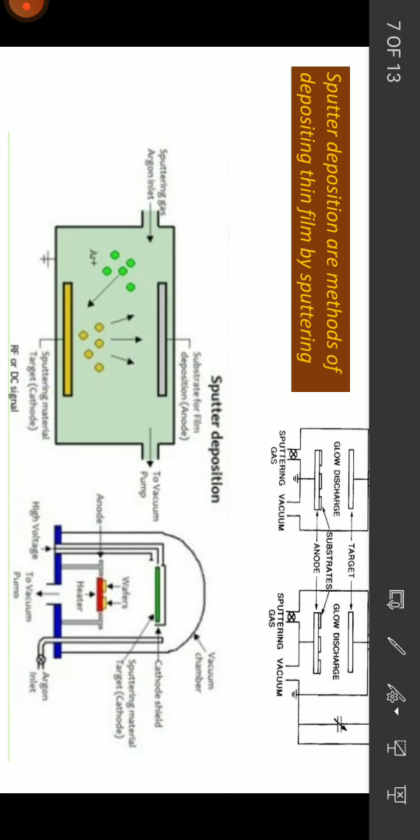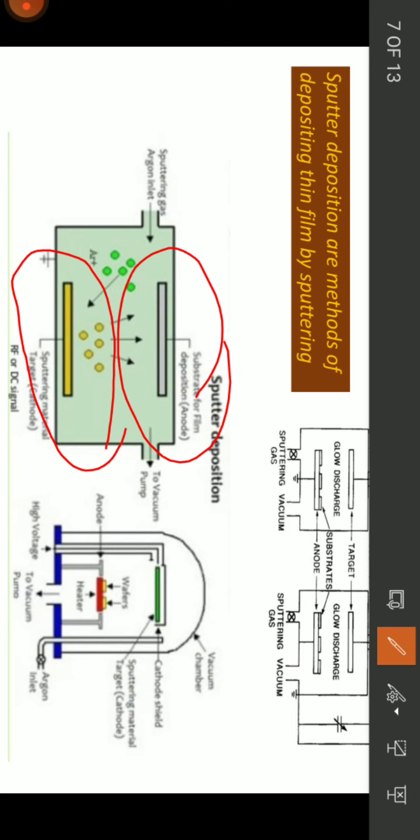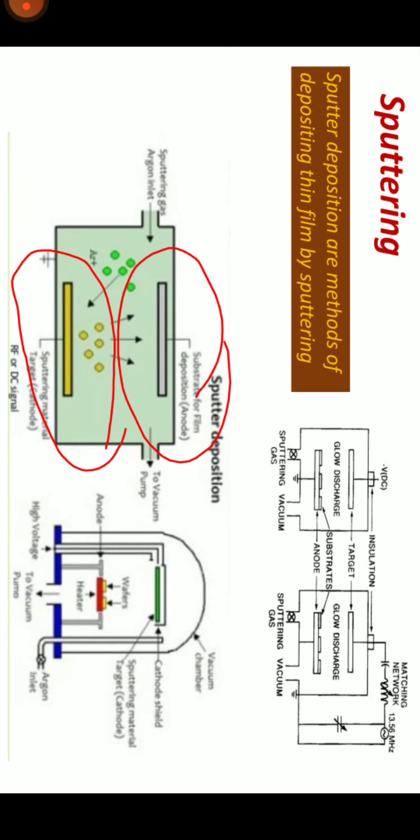Okay, so basically 2 electrodes are used in the sputtering, and from the one electrode the bombardment of inert gas particles is happening, due to that the ejection is taking place, and on the other electrode the deposition of thin film is taking place. So shortly saying, sputter depositions are methods of depositing thin films by sputtering. They involve ejecting materials from a target, that is a source, onto a substrate such as silicon wafers.